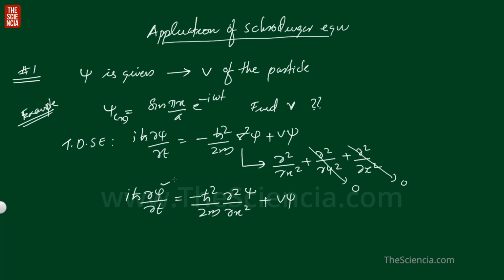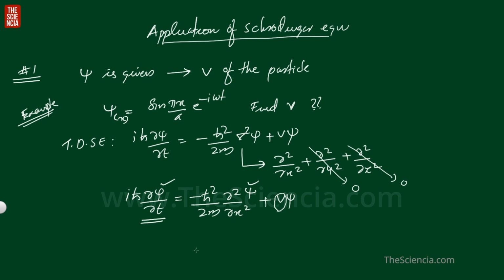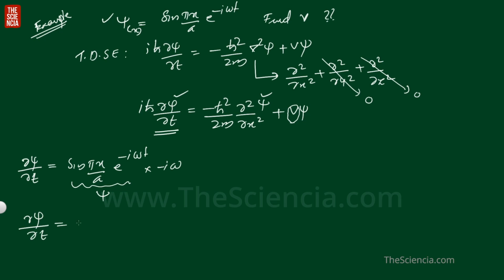Here we have to substitute the values for psi and solve this equation, then we can find out the potential V of the particle. So first you have to calculate dou psi by dou t, right? That is dou psi by dou t is equal to derivative of this function with respect to time, that is sin pi x by a into e raised to minus i omega t into minus i omega, where this entire term is nothing but wave function psi. So we get dou psi by dou t is equal to minus i omega psi.